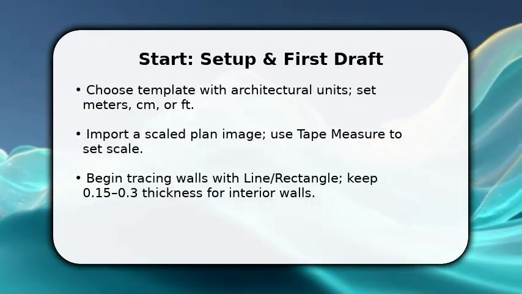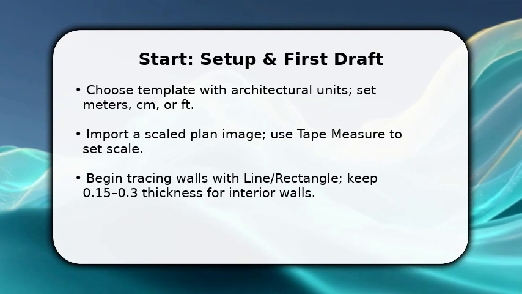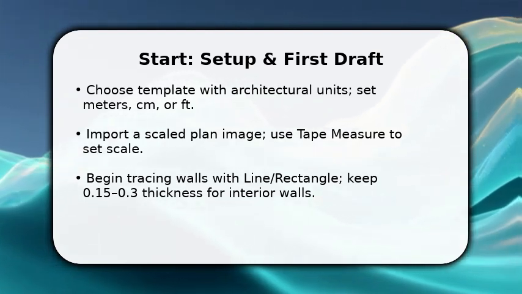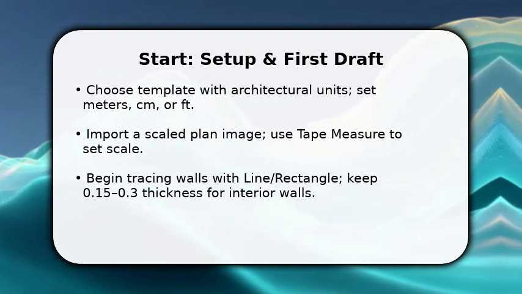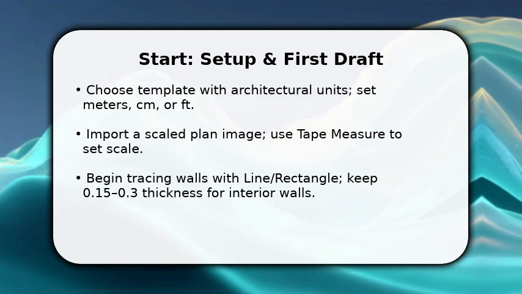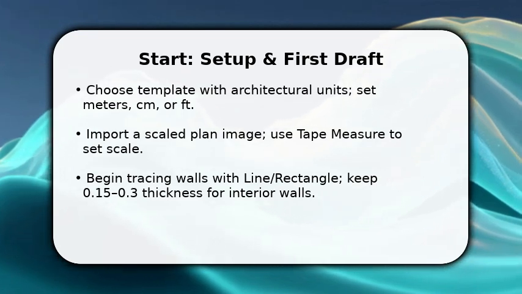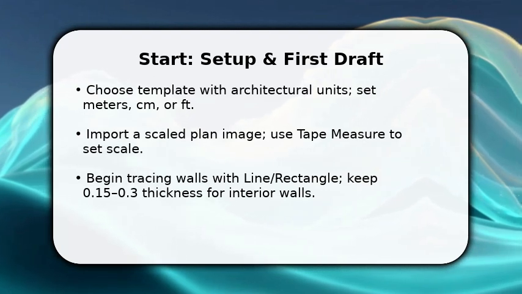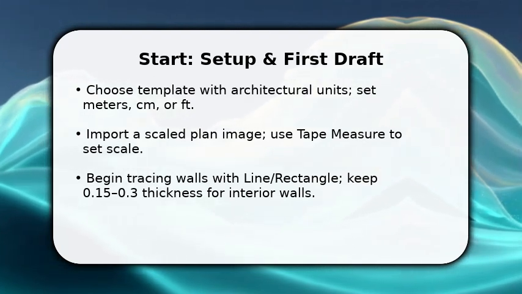You start by choosing an architectural template and setting units so measurements match reality. Next, import your floor plan image and immediately scale it using the tape measure tool. This guarantees accuracy. Once scaled, lock the image on a separate tag and begin tracing primary walls with line or rectangle, keeping wall thickness consistent.